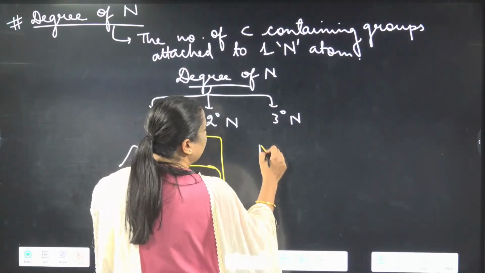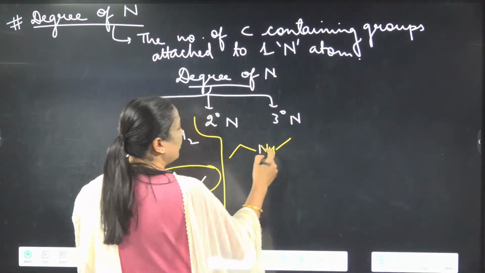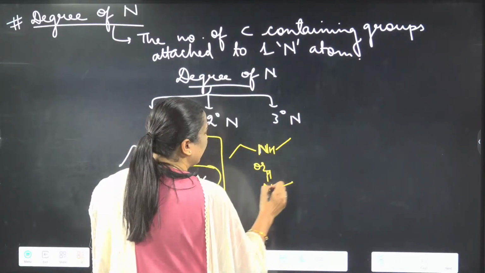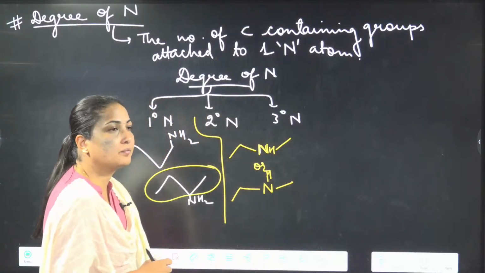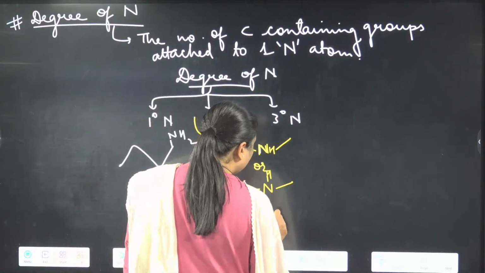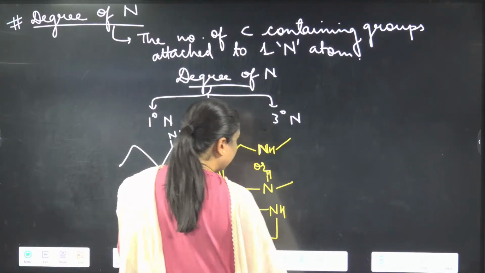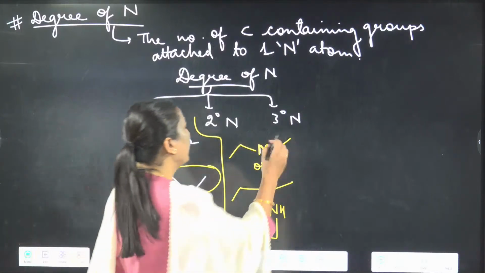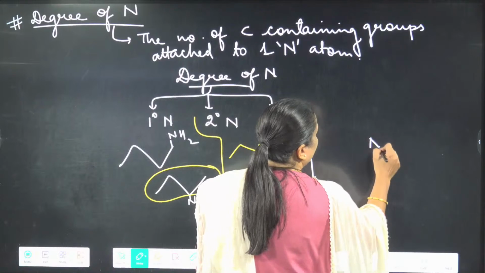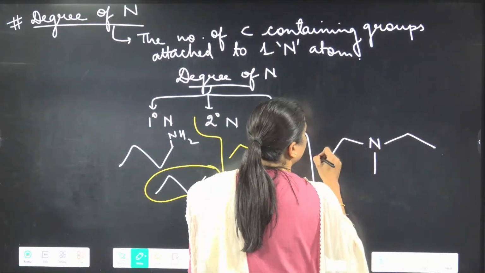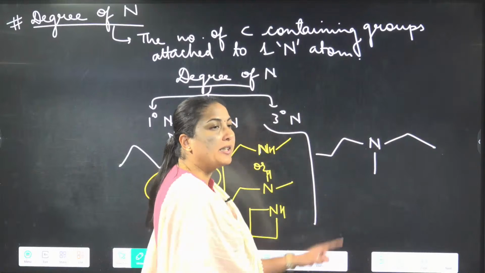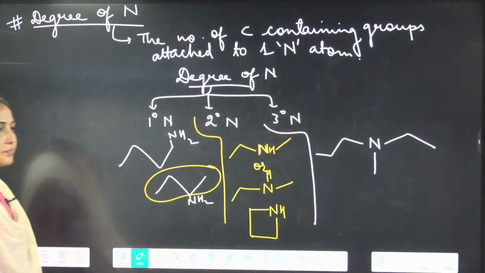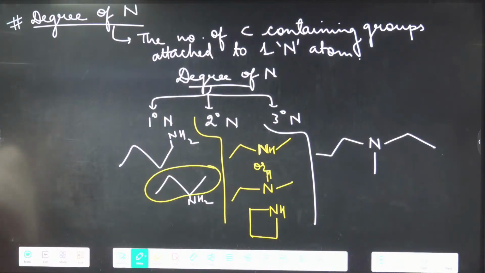Now here, suppose I am writing NH like this. You are able to see there are 2 carbon containing groups. I could have written NH, 1 methyl, 1 ethyl. Getting it? In fact, in the cyclic form also I can have something like this. There are 2 carbon containing groups, and that is how we will consider it. For 3 degree, suppose I write like this. So there are 3 carbon containing groups connected to one nitrogen. That's what is 3 degree. Clear? Please write this and then we'll proceed further.